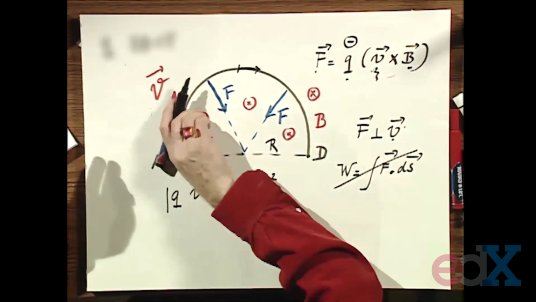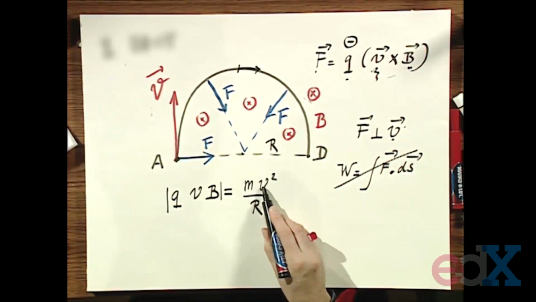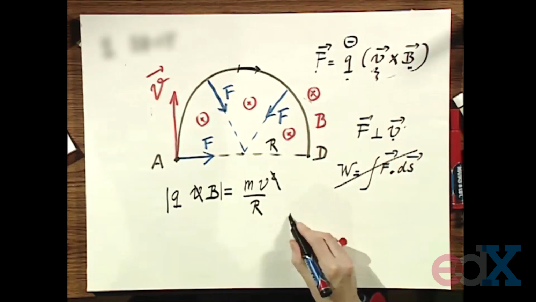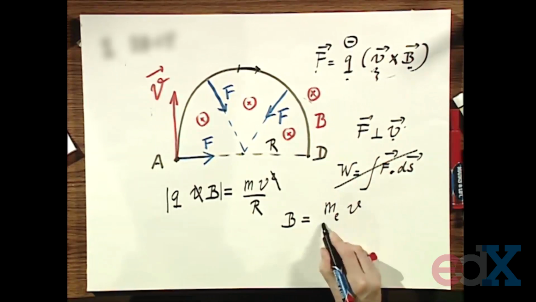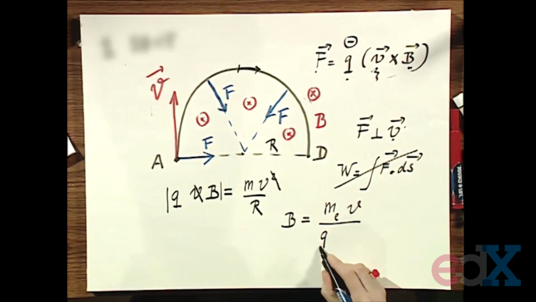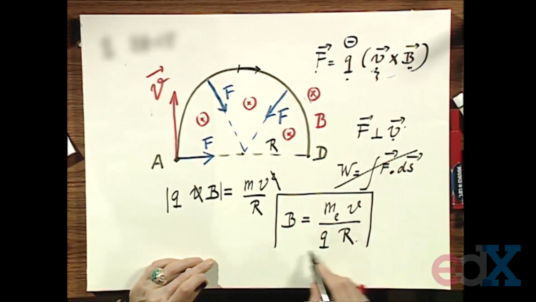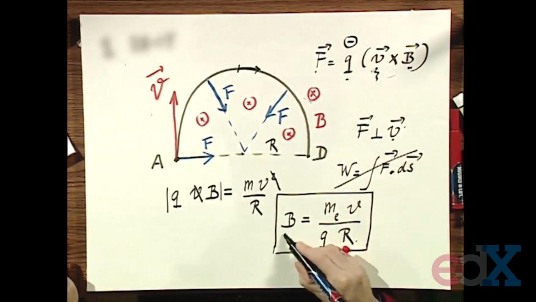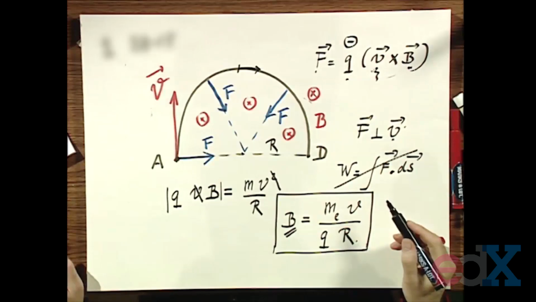The velocity changes because velocity is a vector, but the speed does not change, so this v is the same as this v. And so I lose one v, and I find that B equals the mass of the electron times that velocity divided by the charge of the electron times the radius. Since I know the mass of the electron, I know the velocity, I know the charge, and I believe I know the radius, you can calculate the magnetic field, and we already argued that it is pointing perpendicular to the paper.